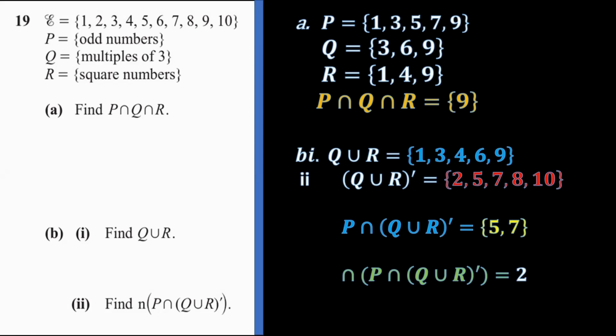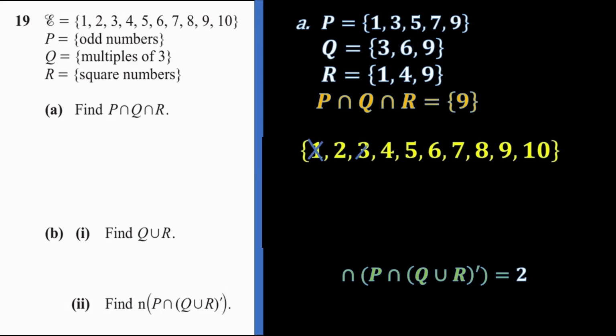So in other words, go to the universal set and cross out 1, 3, 4, 6, 9. Cross them out. Delete them from the universal set. If we delete them from the universal set, what we are left with is called the complement. So if we delete 1, 3, 4, 6, and 9 from the universal set, we are left with 2, 5, 7, 8, and 10.